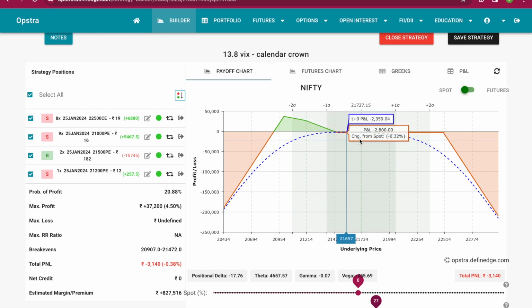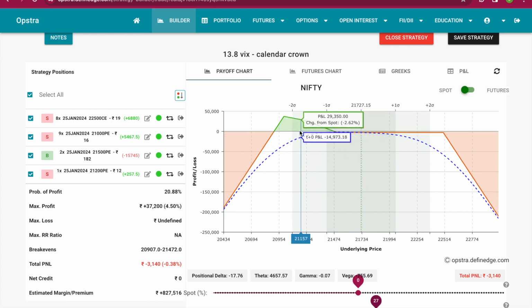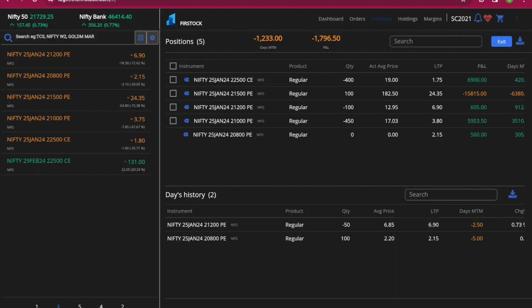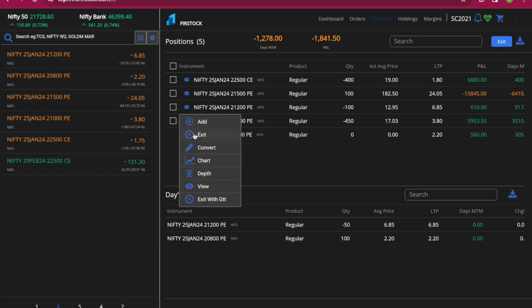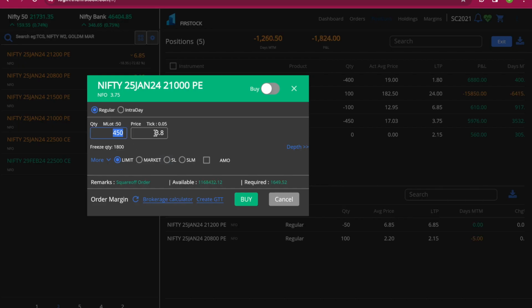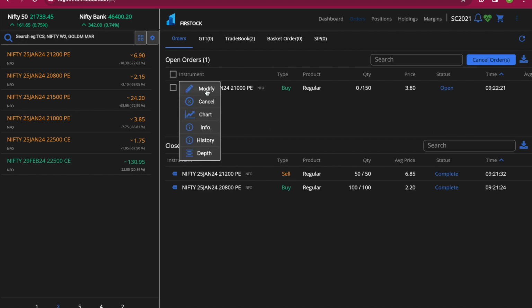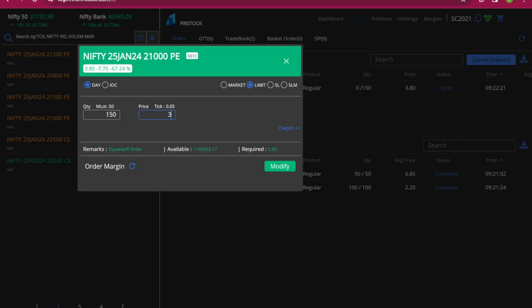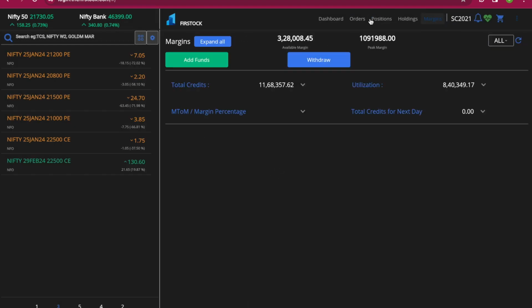Now here you can see at the lower end we can try to increase the risk because we have already bought 21,500 PE. Okay, so what we can do is probably exit this completely, or maybe we can exit something like 300 lots. We can exit this at 150 at 3.8, and let's see, 3.85. Okay, this is exited and the margins are decent.